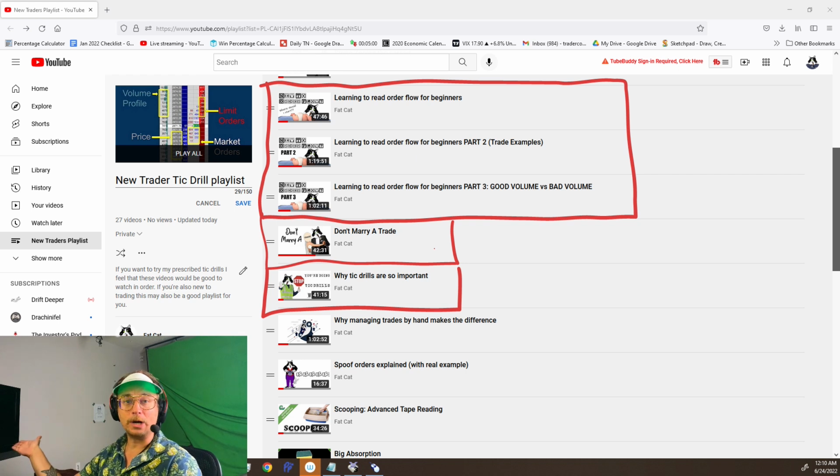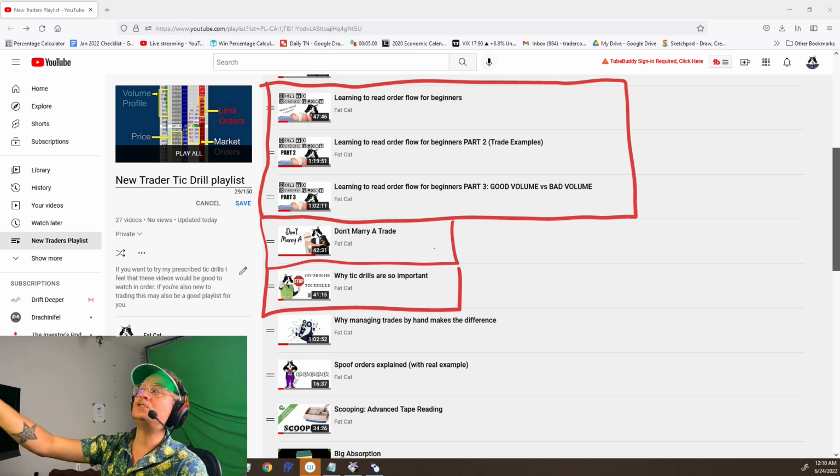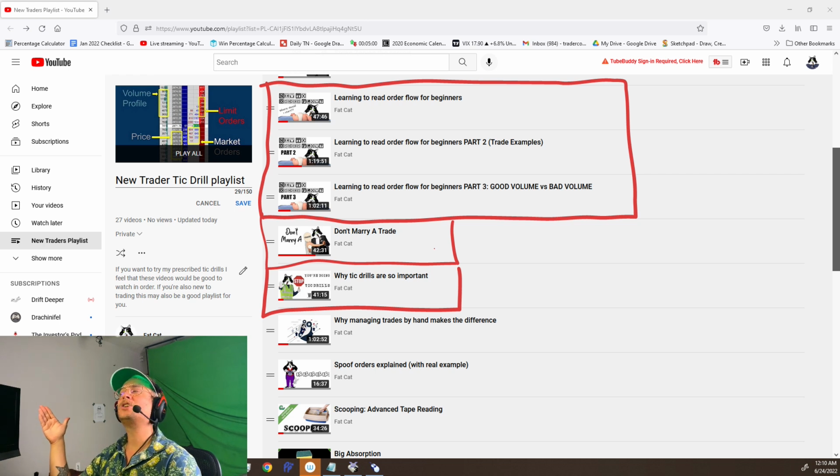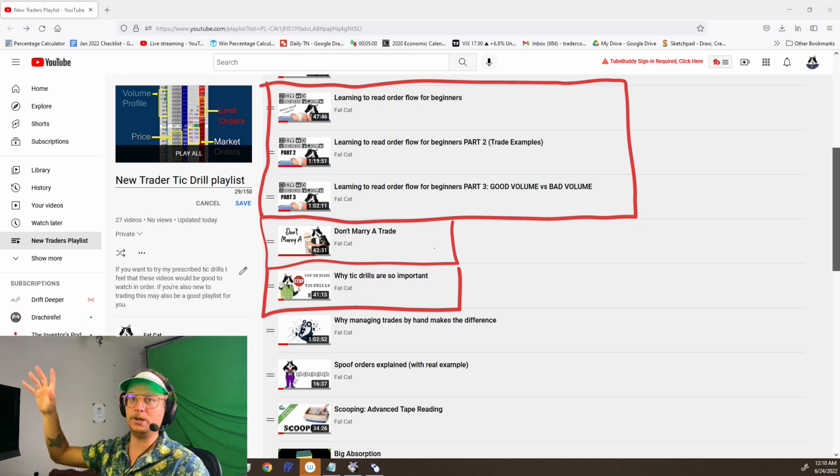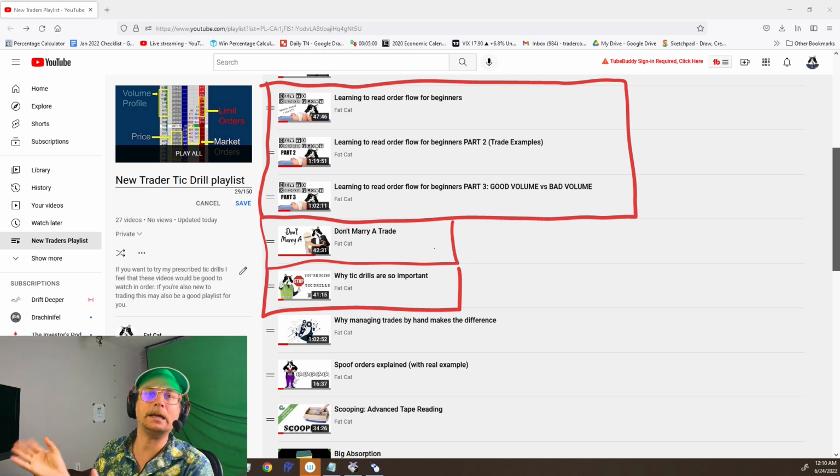Cut the trade. There's too many people who get into tick drills and they're not cutting the trade because they're trying to print P&L. And the don't marry a trade video is so good because it shows you an actual example on a legit setup that's more of a bigger picture trade. Because when you do your tick drills, you can apply it to bigger picture trades, right?